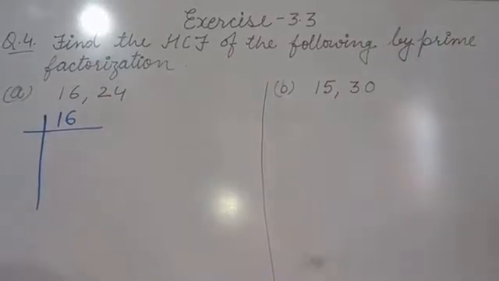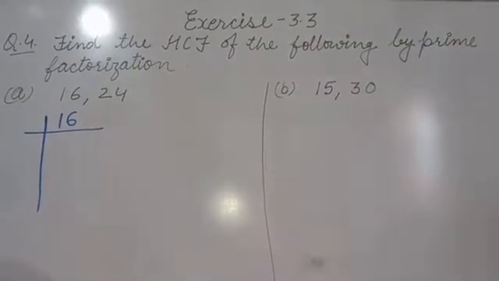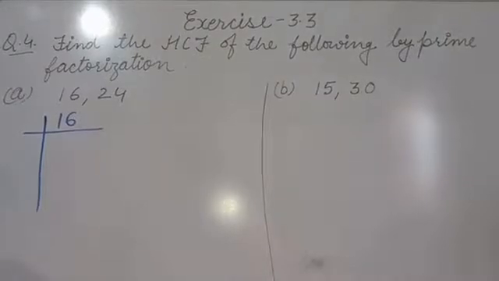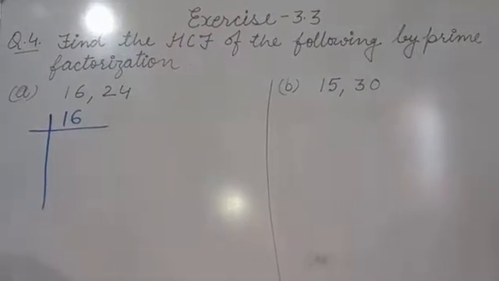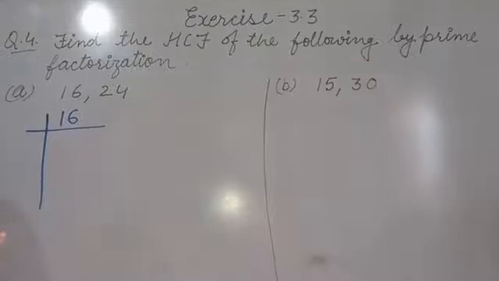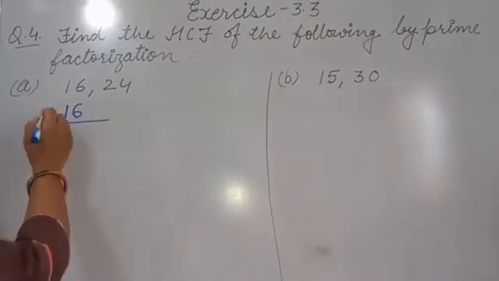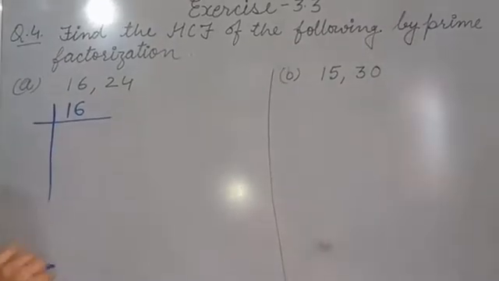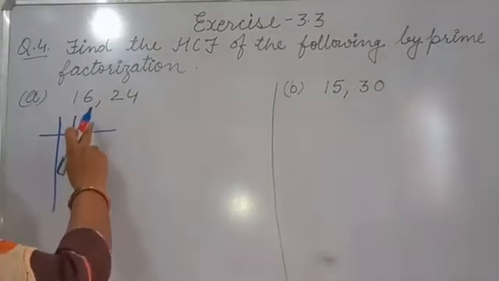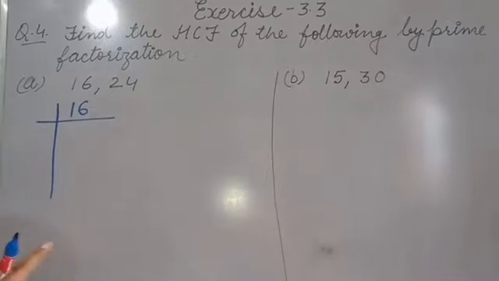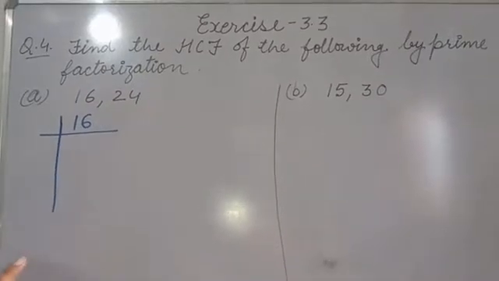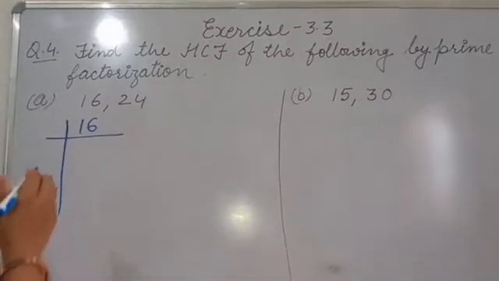Which are the prime numbers? 2, 3, 5, 7, 11, 13. These are the prime numbers, so we should check by these. We will take only a prime number as a divisor. First we see that 16 is divisible by 2, so we will divide by 2. We will take 2 as a divisor.